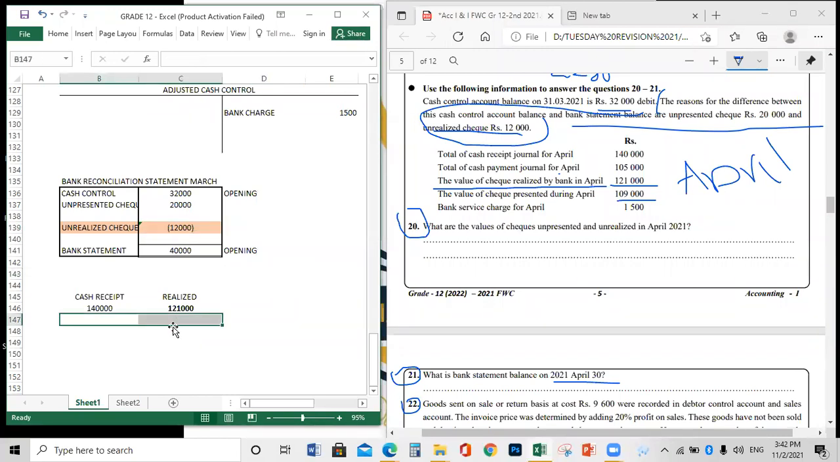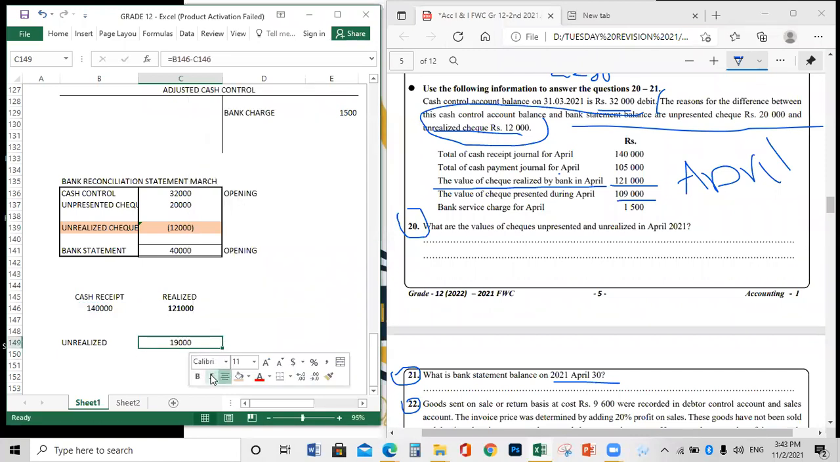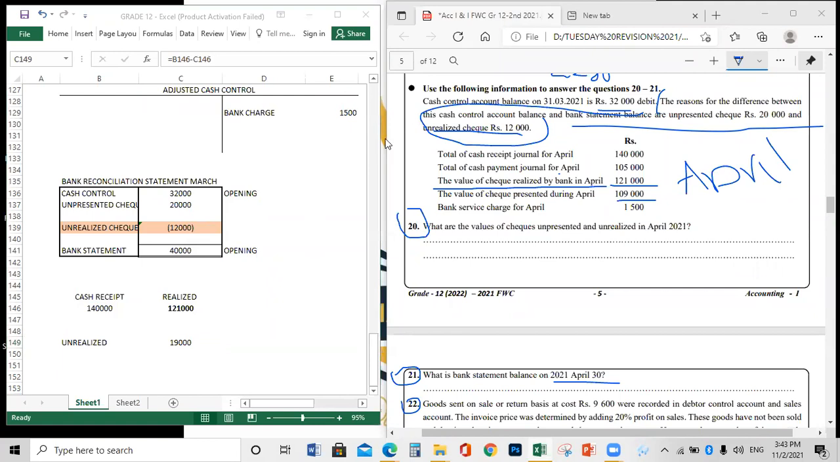So guys, if you just compare these two and get the unrealized amount, your answer is wrong. Why? Because you didn't consider the last month unrealized check. So what you have to do is add the last month unrealized check to get the correct unrealized check amount.